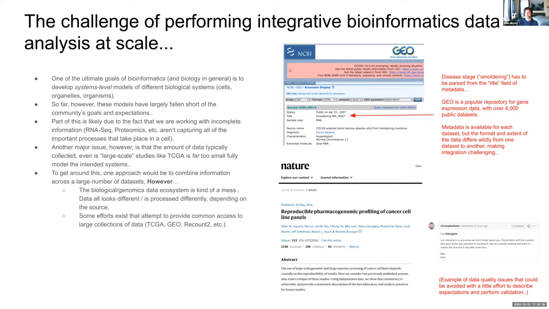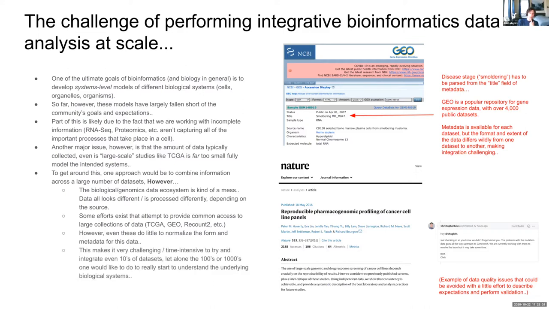Here's one example of a data set, where these are the metadata fields captured. One of the interesting things that you'd like to know, the disease stage, is actually encoded in the title of the sample. So you have to parse this out manually, which is a pain. So those efforts aren't there yet either. GEO doesn't do anything to normalize the metadata, so it makes it really challenging to do this at scale.